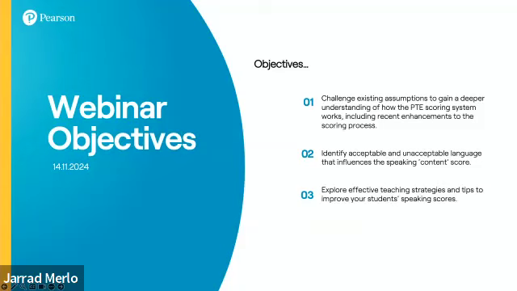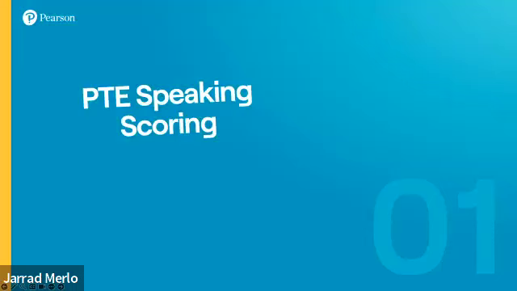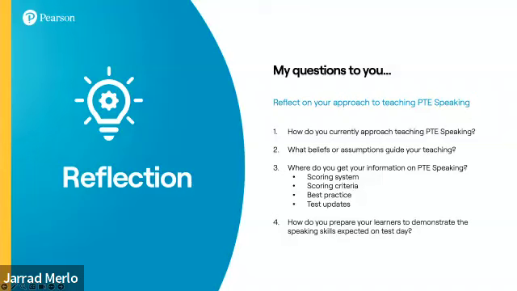Number two, we're going to look at acceptable and unacceptable language that influences the speaking content score. We're going to get to this, but talking about what's memorized or templated language, there's black, white, and sort of gray areas. So we're going to look at that really carefully. And number three, we're going to explore some teaching strategies, and I'll give you some tips to improve your students' speaking scores. So let's start with PTE speaking scoring.